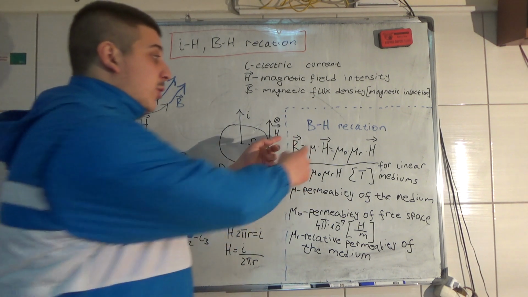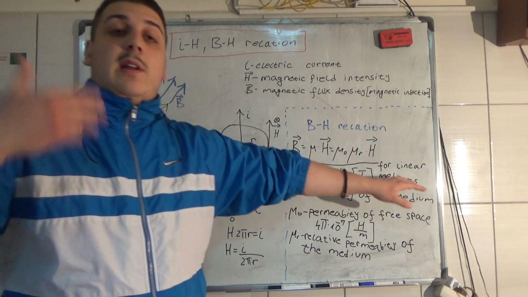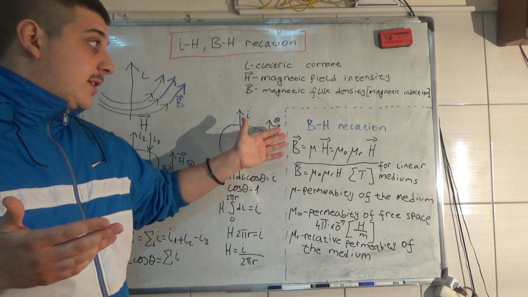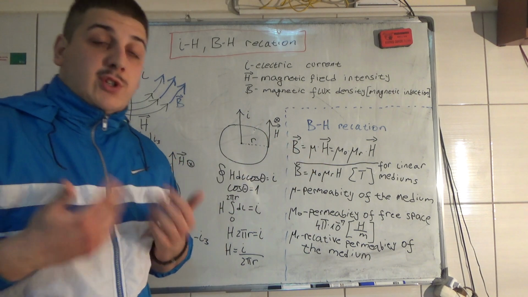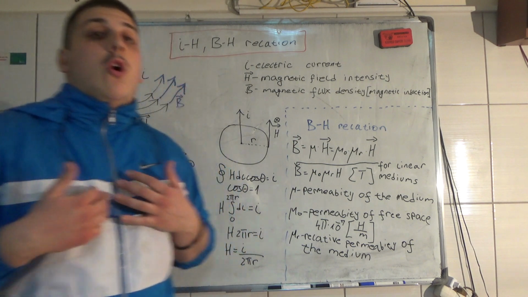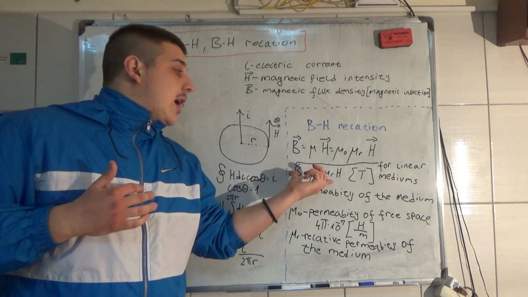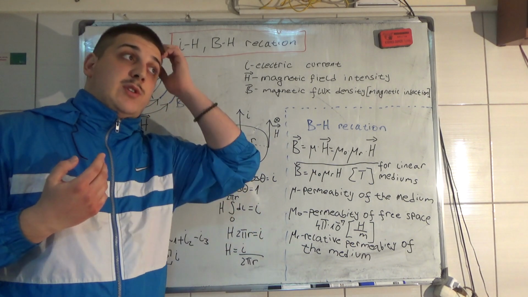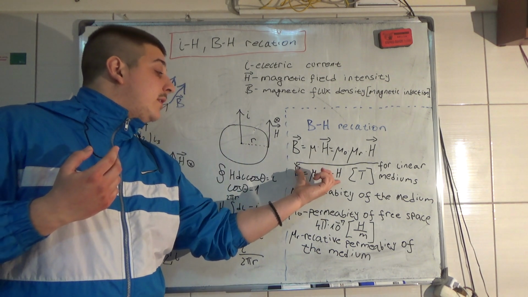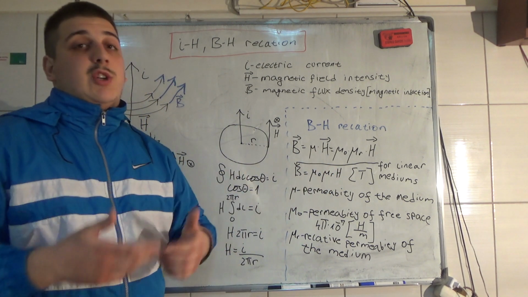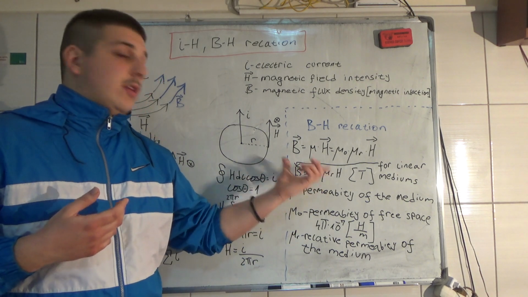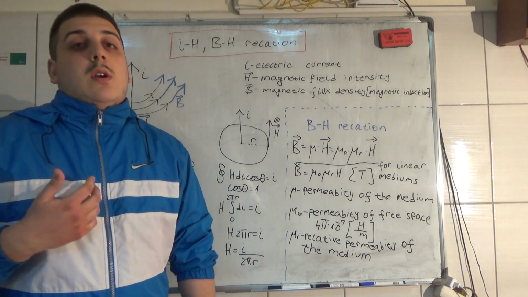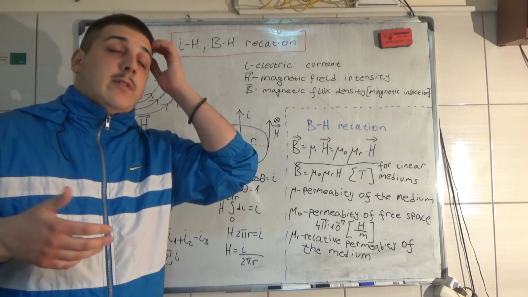These vectors cancel when you have linear mediums, when the direction of these two is the same. Fortunately for us, we are going to learn only those mediums where these two are the same. In physics or fundamentals of electrical engineering, there are materials you learn where these quantities are not in the same direction. But in electric machinery, fortunately for us, we are going to learn only those materials where these two are in the same direction. So that kind of makes stuff a lot easier.